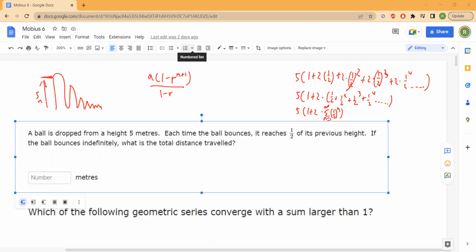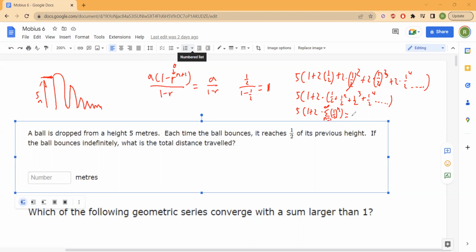Now when r is less than 1 and n is going to infinity, if r is smaller than 1, this term is going to go to 0. So we'll end up with a over 1 minus r. That's how we can calculate the sum of the sequence. Our first term is a half and our ratio is also a half, so it's going to be 1/2 over 1 minus 1/2, which is 1/2 over 1/2, which is 1.